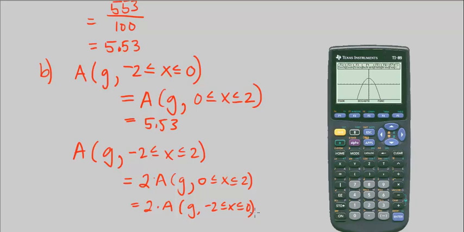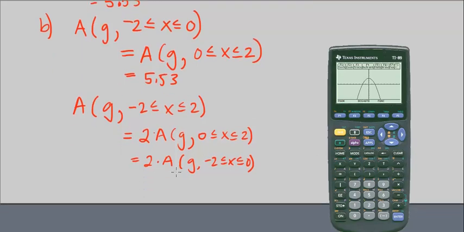Okay? So this is basically what we can do. We can then multiply that area times 2. 2 times 5.53 is equal to, let's go ahead and go home. Multiply 2 times this, and that's equal to 11.06. Okay, so that's how we can estimate this area.